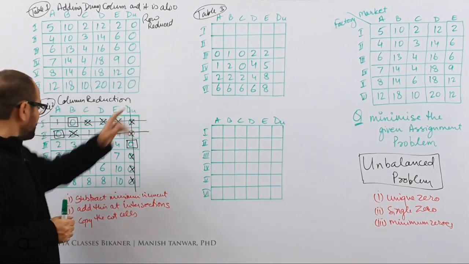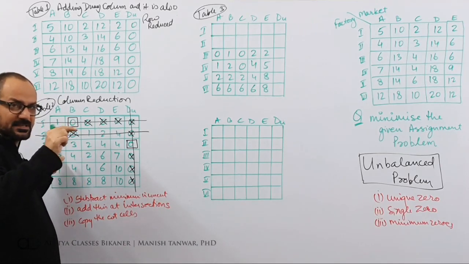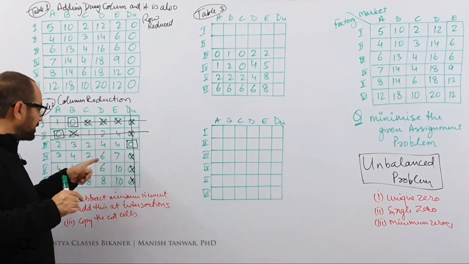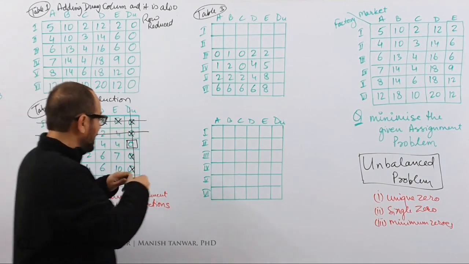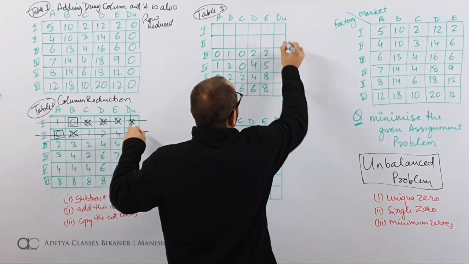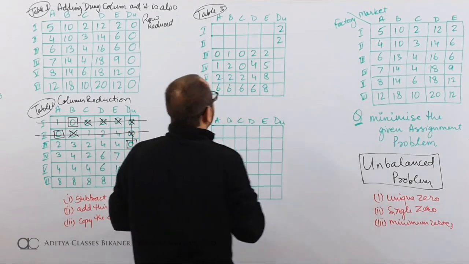I have done that. Now add this value, that is 2, the value that we have subtracted from everywhere. Add this value to intersections. There are 2 such intersections. I'll add this, so 0 plus 2 would become a 2. 0 plus 2, this is also an intersection, would become a 2.